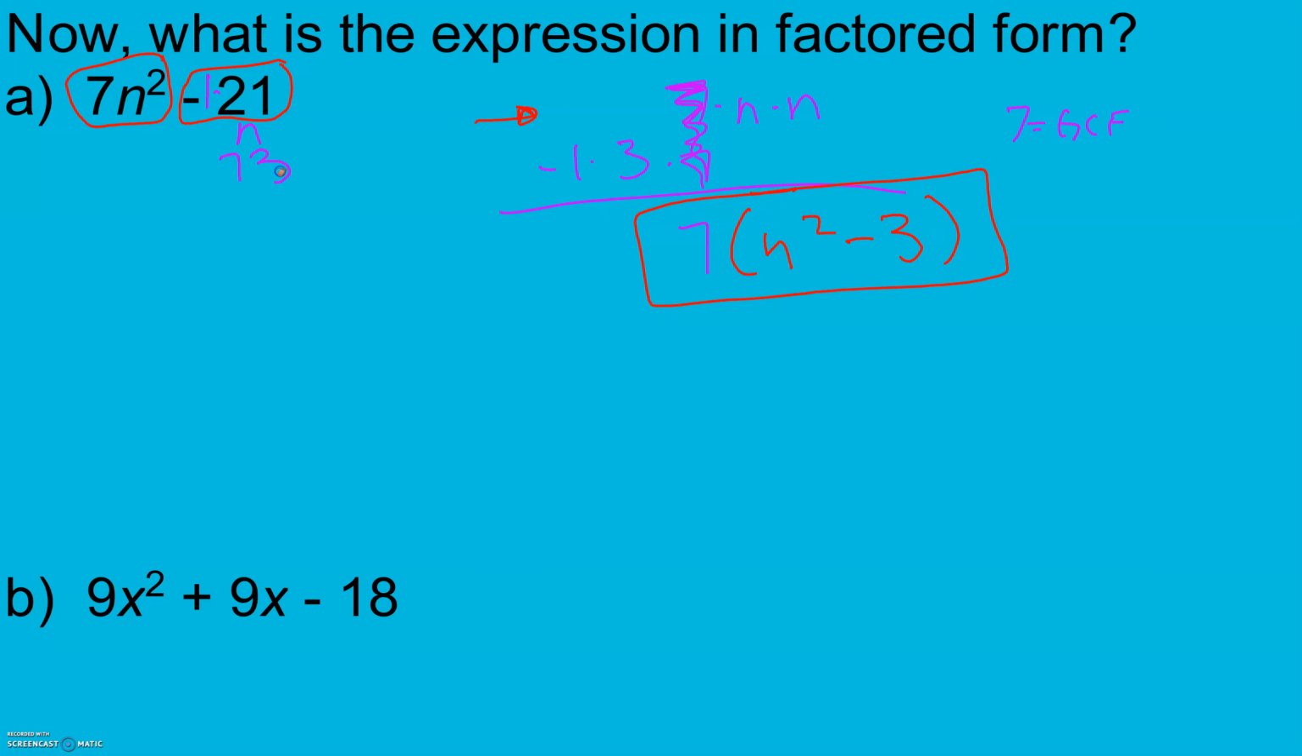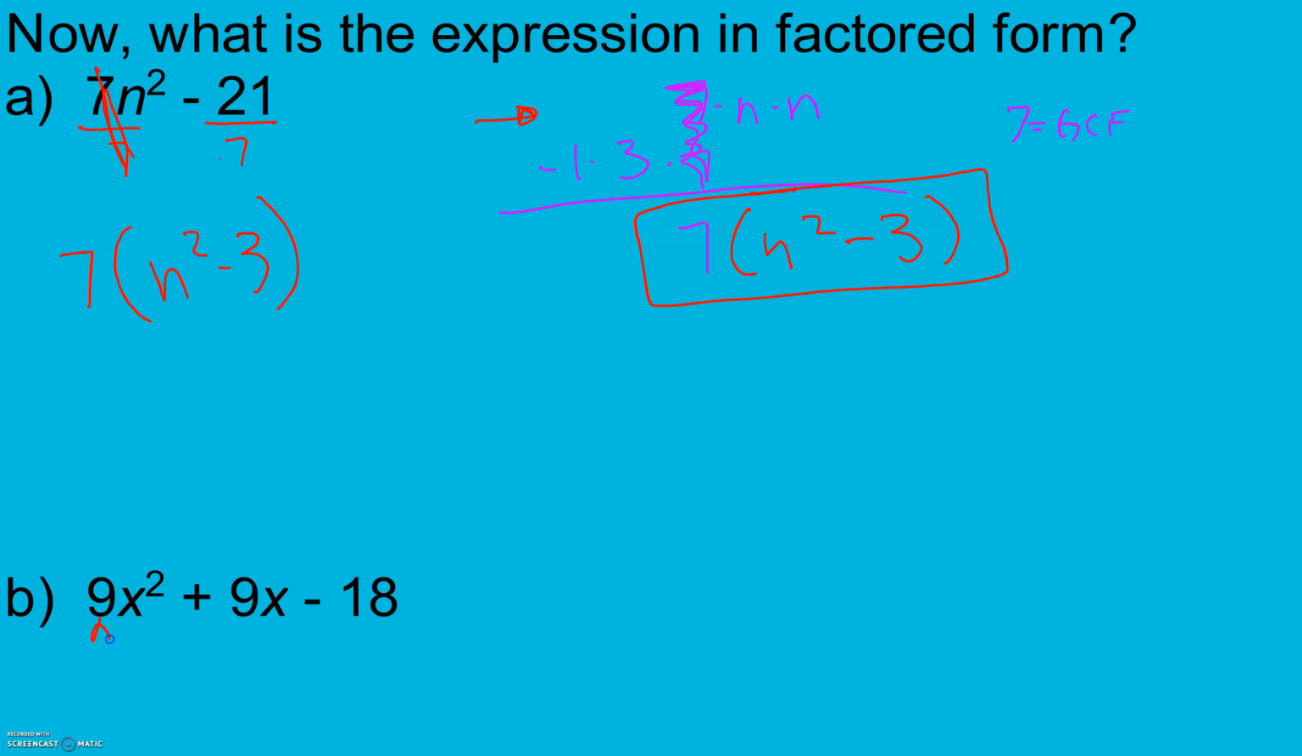Again, we could have looked at this right away, and if you recognized that a 7 comes out of both 7 and 21, you could have gone right there. Divided out the common 7. Kept it accounted for. You have n squared minus 3.